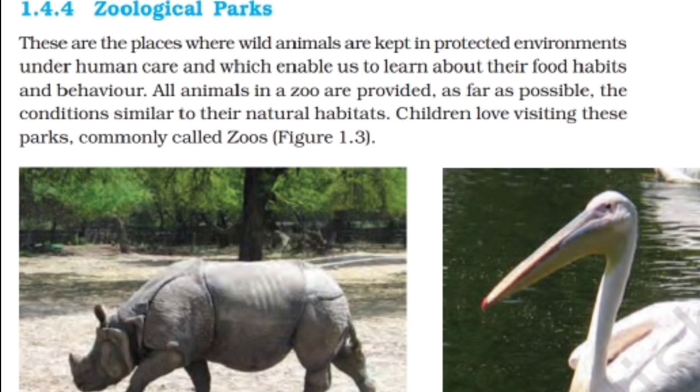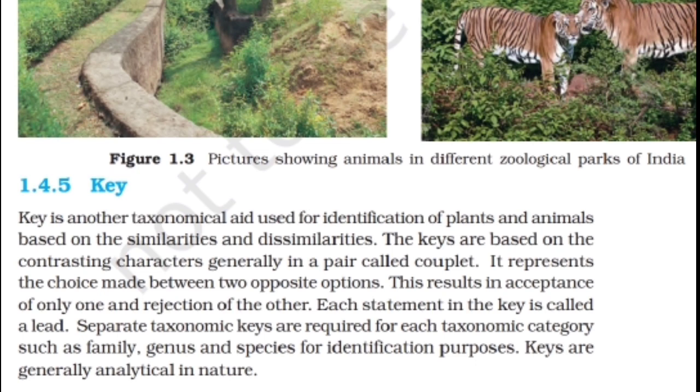1.4.4 Zoological parks. These are the places where wild animals are kept in protected environments under human care and which enable us to learn about their food habits and behavior. All animals in a zoo are provided, as far as possible, conditions similar to their natural habitats. Children love visiting these parks, commonly called zoos. Figure 1.3 pictures showing animals in different zoological parks of India.